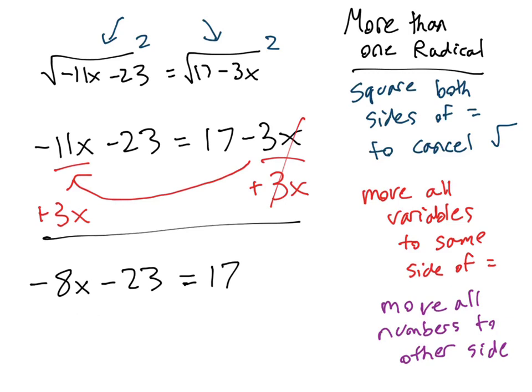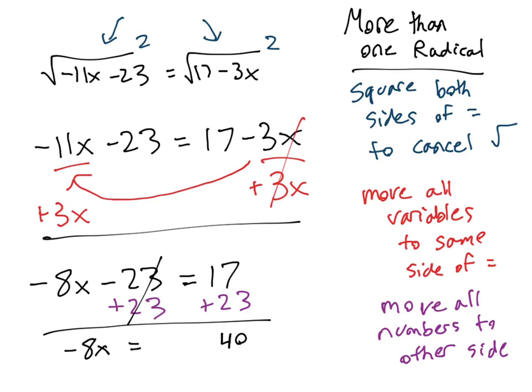So if we add 23 to both sides of the equation here, 17 plus 23 gives us 40. And negative 23 plus 23 is 0, so those cancel out. Negative 8x equals 40, and we can solve that if we divide both sides of this equation by negative 8, and we're left with our final answer, x is equal to negative 5.